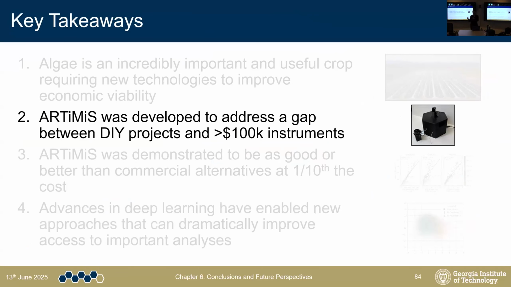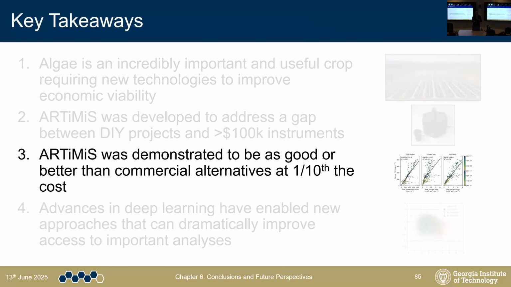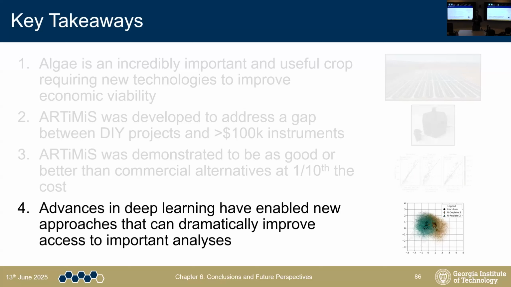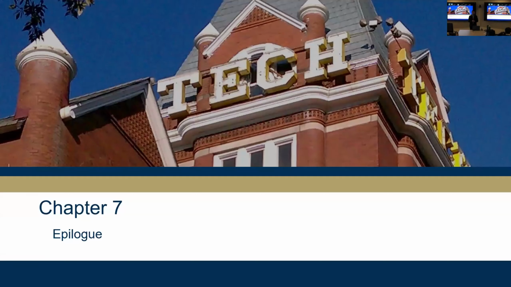We developed ARTiMiS to bridge the gap between do-it-yourself projects that are really cheap and instruments that cost as much as a house in some cases. We demonstrated how ARTiMiS is as good as those really expensive instruments while still being a tenth of the cost. And we talked about some really interesting new ways that we can use modern advances in computer science to dramatically improve how affordable and accessible doing some of these complicated workflows can be.